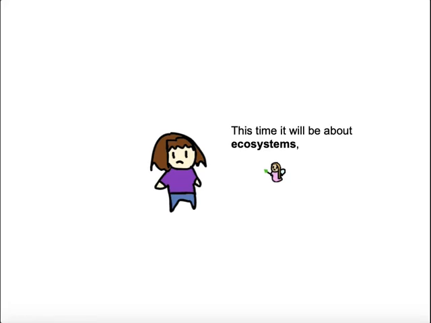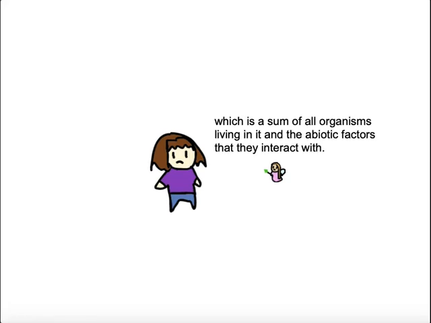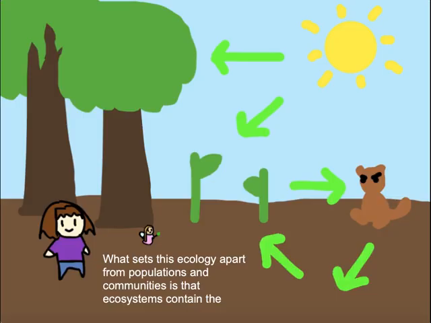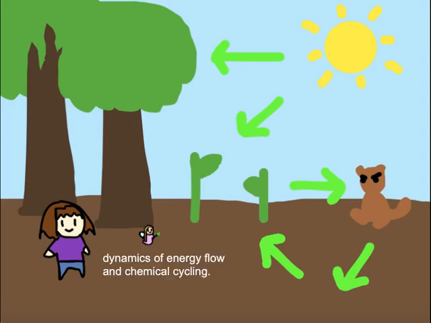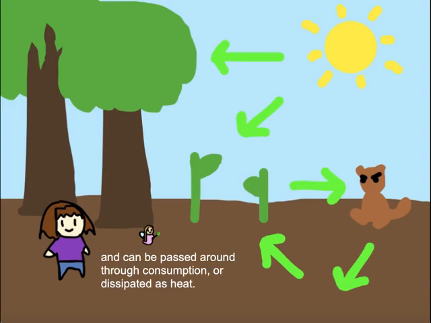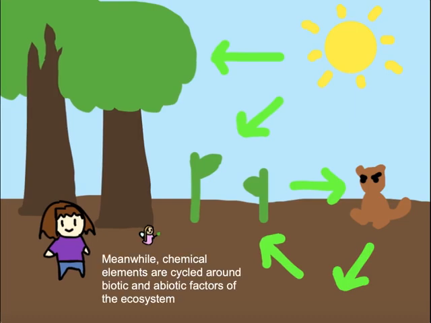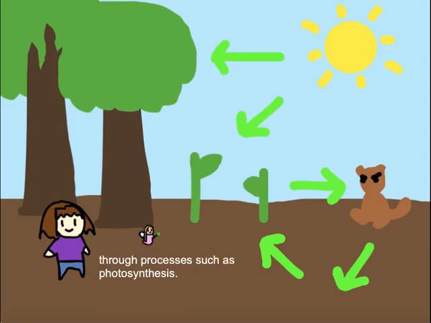This time it will be about ecosystems, which is a sum of all organisms living in it and the abiotic factors that they interact with. What sets this ecology apart from populations and communities is that ecosystems contain the dynamics of energy flow and chemical cycling. Energy that comes from sunlight is converted into chemical energy, and can be passed around through consumption, or dissipated as heat. Meanwhile, chemical elements are cycled around biotic and abiotic factors of the ecosystem through processes such as photosynthesis.